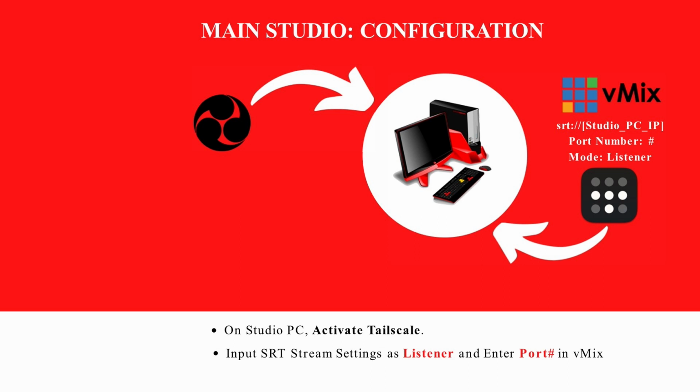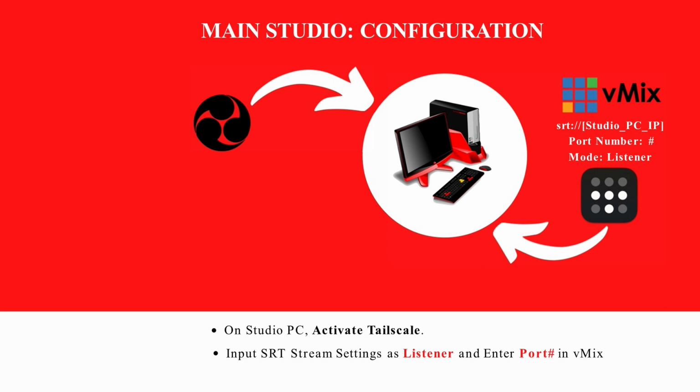Then we are going to open SRT input, where we are going to write again, as you can see on the screen there, SRT. Then we are going to insert the studio IP address. Then we are going to put the port number. In this example, we are saying it's 5000. Then we are going to select, unlike in OBS where you have to write it down, in this case you are going to select listener.